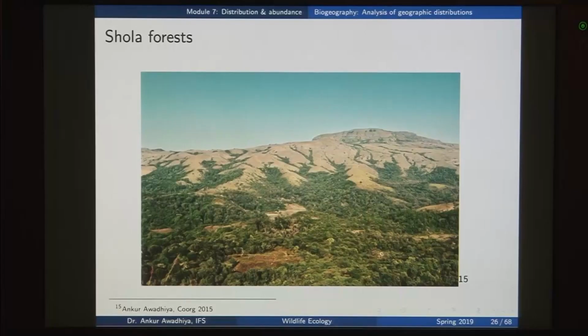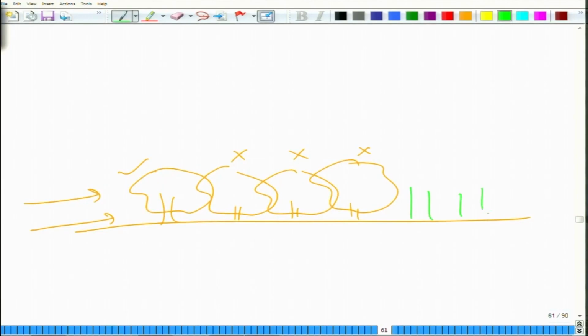So, these are again very specialized habitats that you have only in these particular areas, and these support a very rich biodiversity that is only found in these areas, because these would support those species that require both the trees and the grasses for their survival.